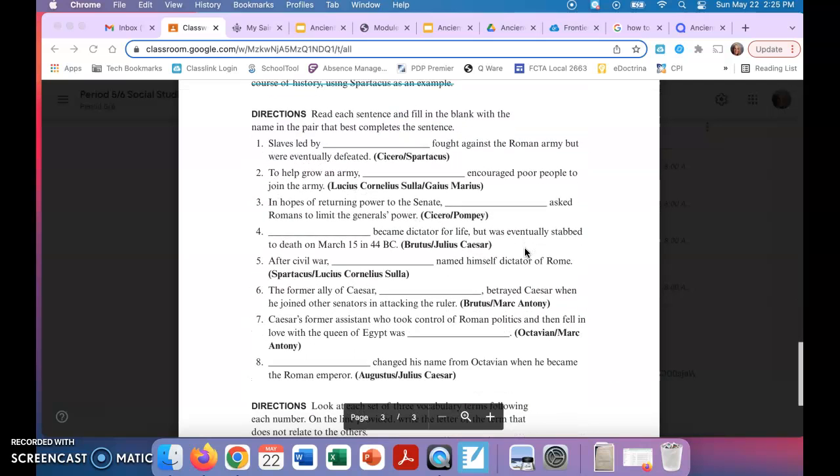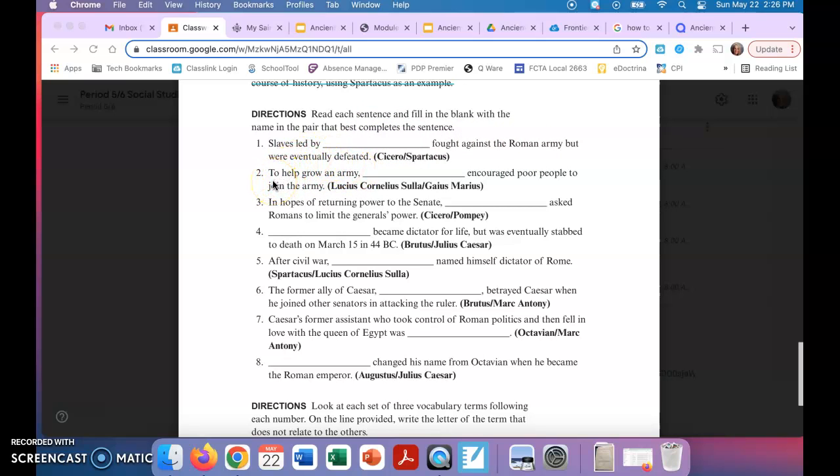Then on our third page, this first section here, you're going to read each sentence and fill in the blank with the name in the pair that best completes the sentence. So you're going to pick which of the two best fits on that line. Slaves led by who fought against the Roman army but were eventually defeated? Is it Cicero or Spartacus? Slaves led by who fought against the Roman army but were eventually defeated?